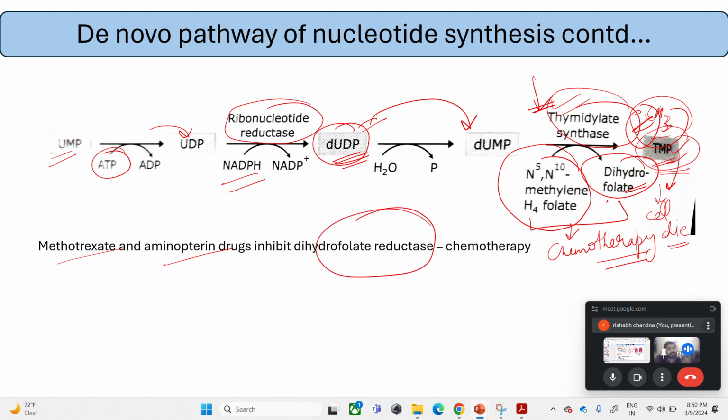So what will happen? This dihydrofolate needs to be changed to methylene tetrahydrofolate. If this reduction is not happening, this amount will go down. So the thymine synthesis cannot happen without this because the methyl group will not be transferred. So here the enzyme is dihydrofolate reductase.